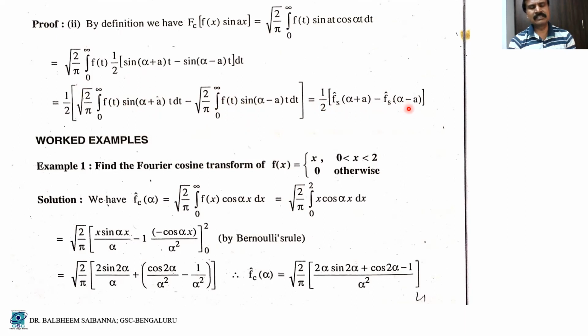Now these are the three different properties. After learning these three properties, let us go to some worked examples.